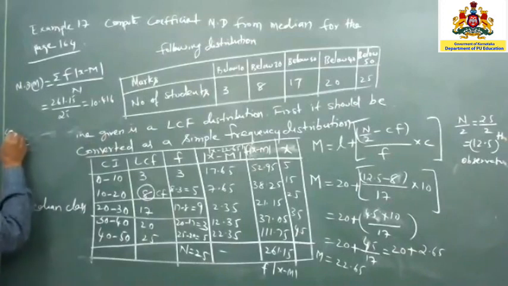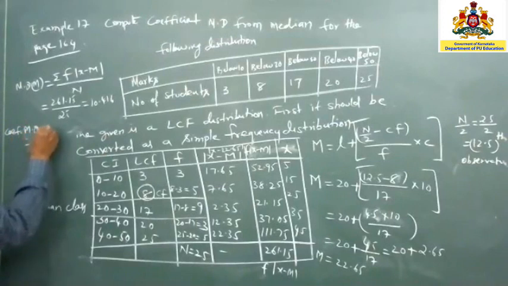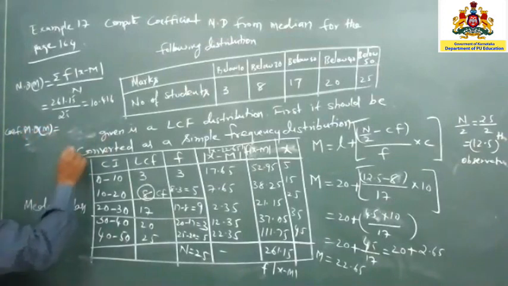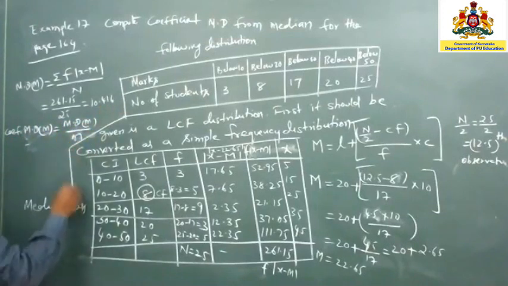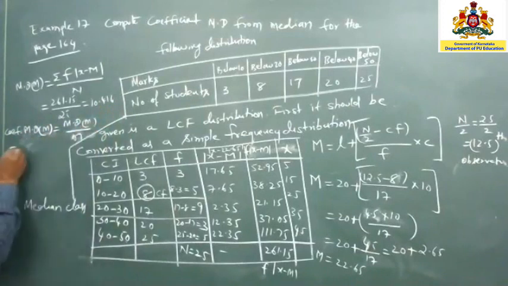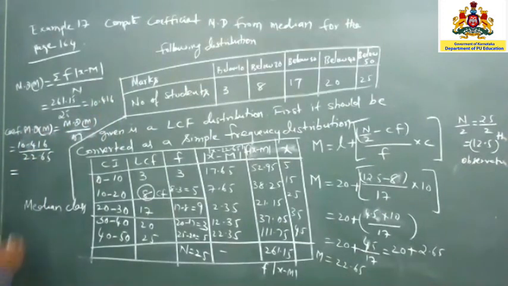Coefficient of mean deviation from median is equal to mean deviation from median by median, which is equal to 10.416 by the median, 22.65. So the final answer is 0.462.